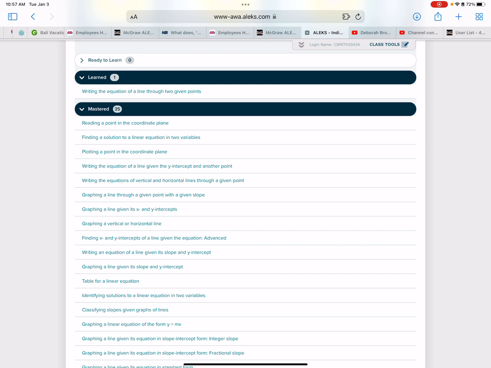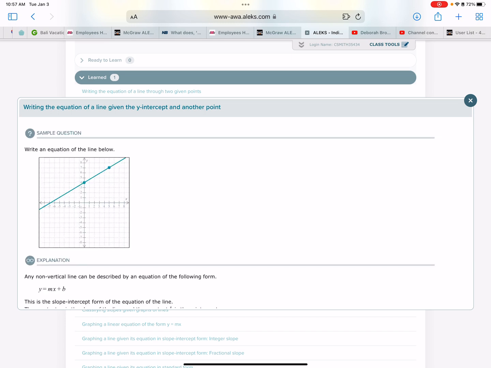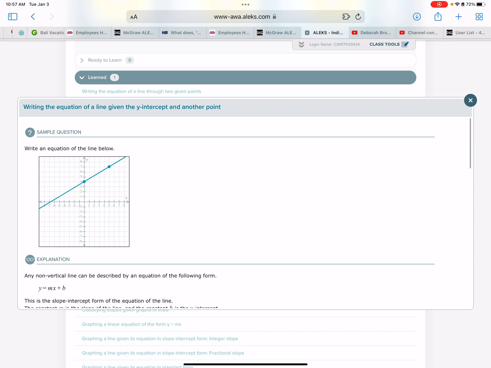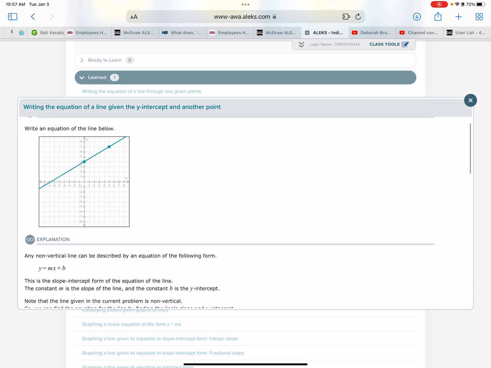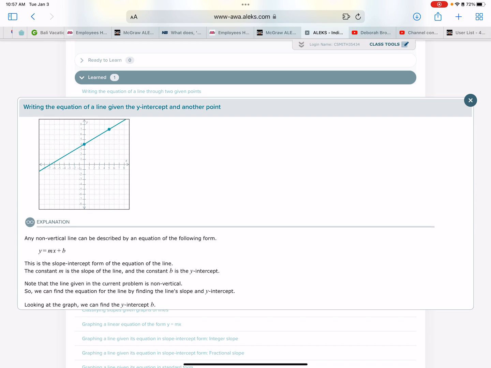Write an equation of a given line. Writing the equation of a given line, the y-intercept, and another point. Okay, so for this one you're given the y-intercept and another point. So basically I want the equation for this line. I'm going to do it the easiest way that I can see possible. As you can see, the equation we're looking for is y equals mx plus b. And it tells you right here, m is your slope and b is your y-intercept.